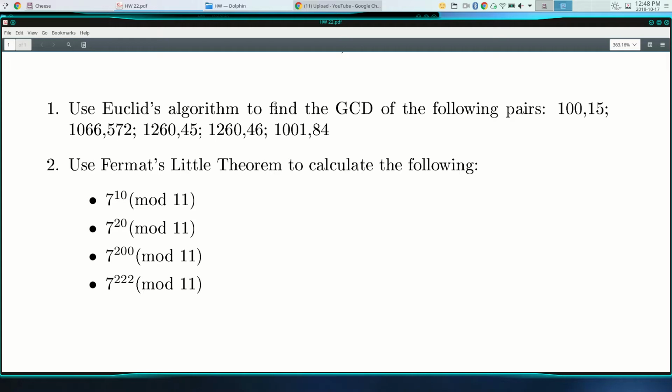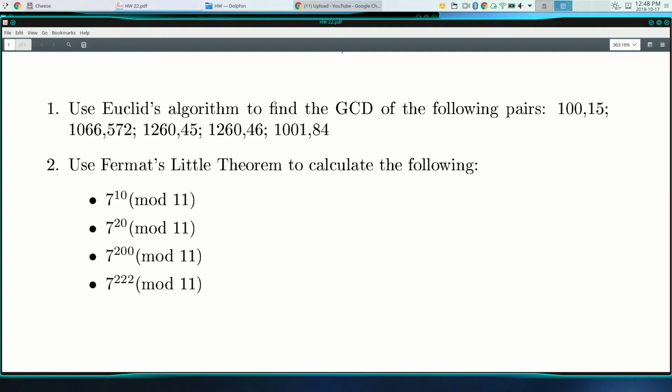Something times that second number, which is 15, equals to something, plus the remainder of whatever. We're going to take the remainder, so divided by 15, and then plus something. So how many times can 15 go into 100? 5 or 6?